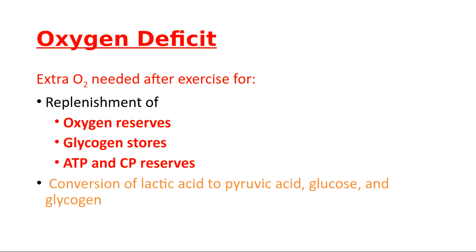After exercise, there is an oxygen deficit that has to be repaid. So oxygen storage has to be replenished. Remember that oxygen in skeletal muscle and cardiac muscle is stored in a molecule called myoglobin, which is unique to skeletal and cardiac muscle. So after exercise, oxygen reserves need to be replenished, glycogen storage needs to be replenished, and ATP and creatine phosphate reserves have to be replenished.